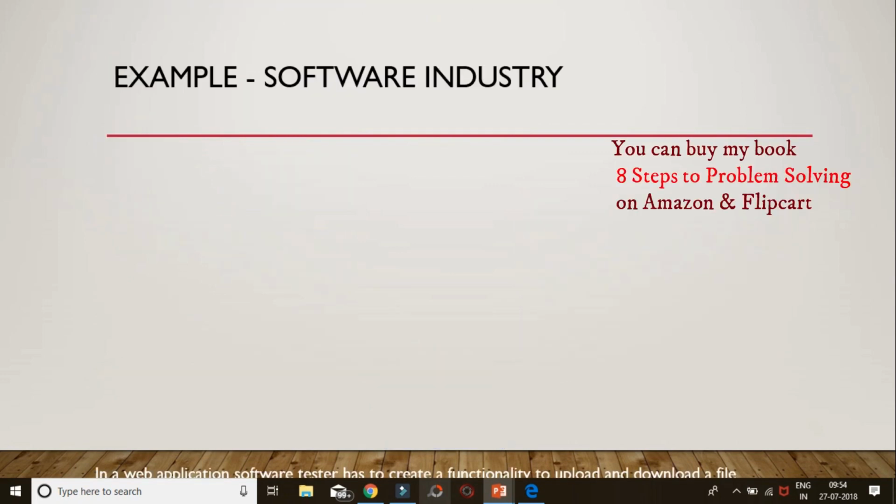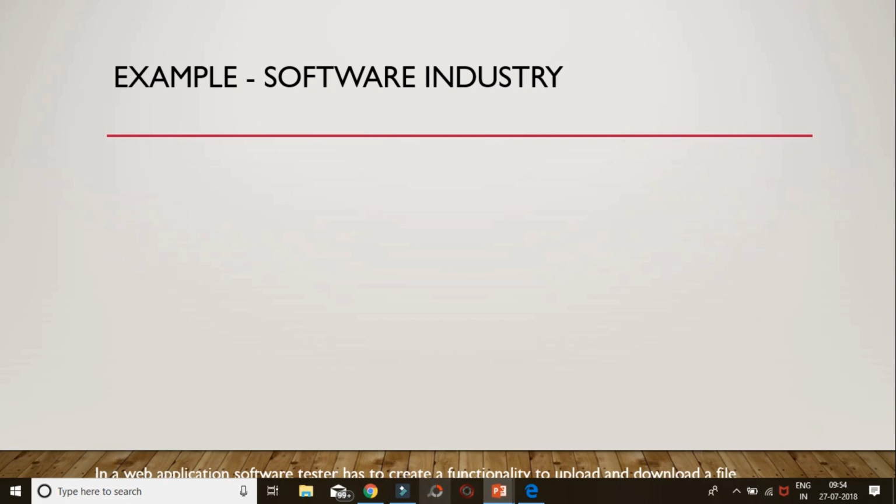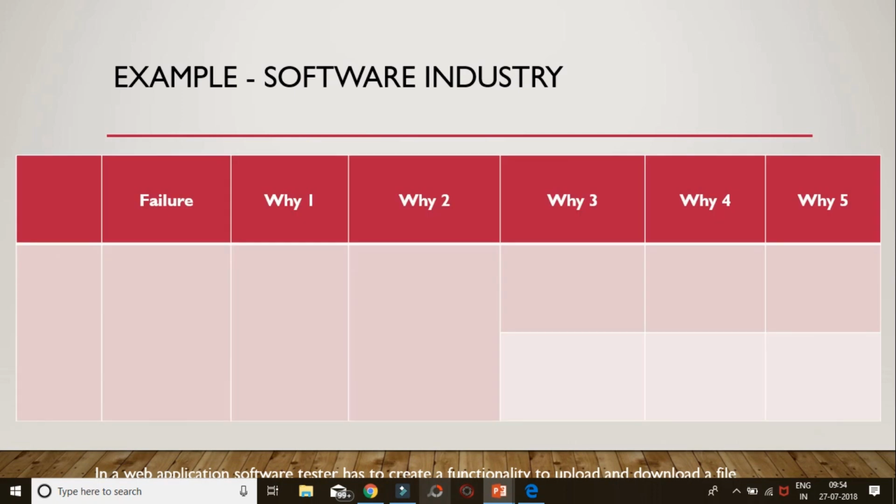In a web application, a developer has to create a functionality to upload and download a file. Then the tester has to test it before release. This is the 5 why analysis template that I am using here. The problem can occur at 2 levels. One is at occurrence and the other is at detection level. Occurrence is when the developer is developing the software, and detection is when the tester is about to test the software. So this failure can happen at one level or at both places. Let us do the 5 why analysis at both the instances.